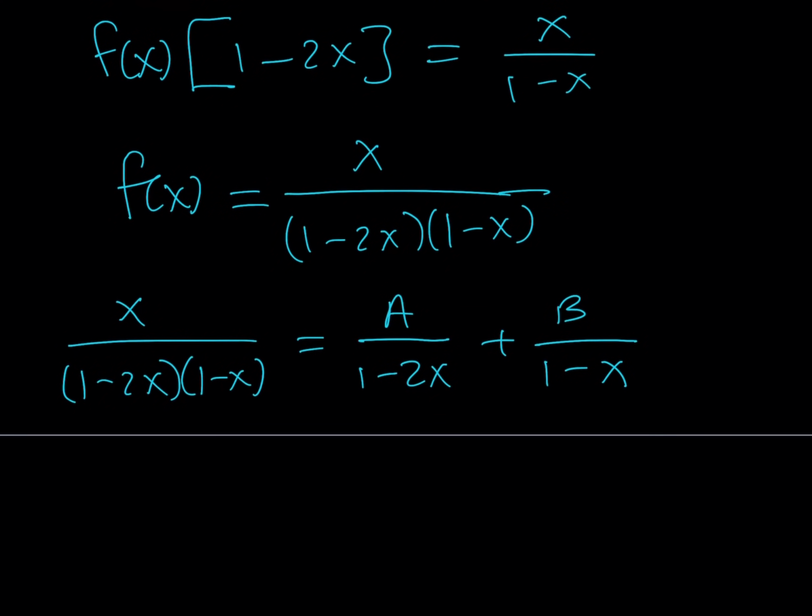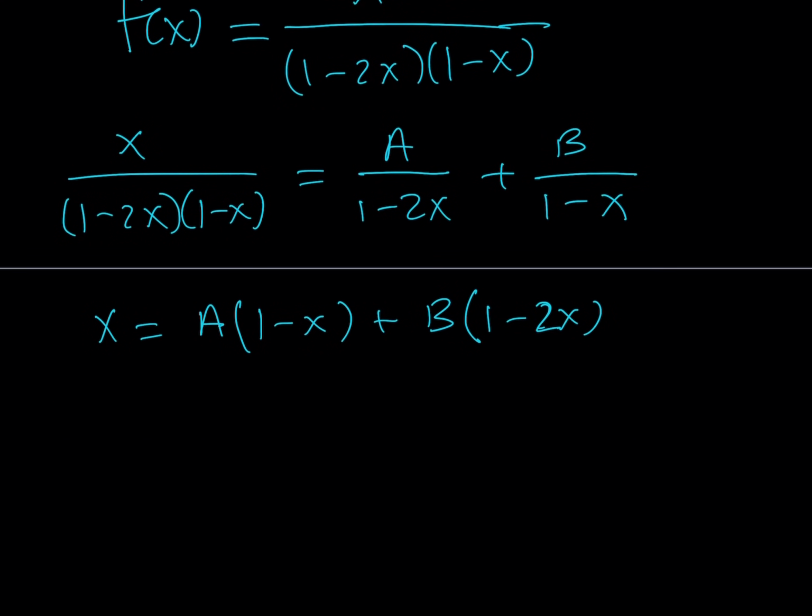Now, if you make a common denominator from here, you're going to get something like this: x equals A times 1 minus x plus B times the quantity 1 minus 2x. As you know, the denominators don't matter once you make a common denominator. And let's use our common trick here. What's the trick? Let's replace x with something because this equation is true for all values of x. Of course, we don't want to make it undefined. But for example, if x is equal to 1, we're going to get something like this: 1 equals, from here, we're going to get 1 minus 2, which is negative B. So this means B is equal to negative 1.